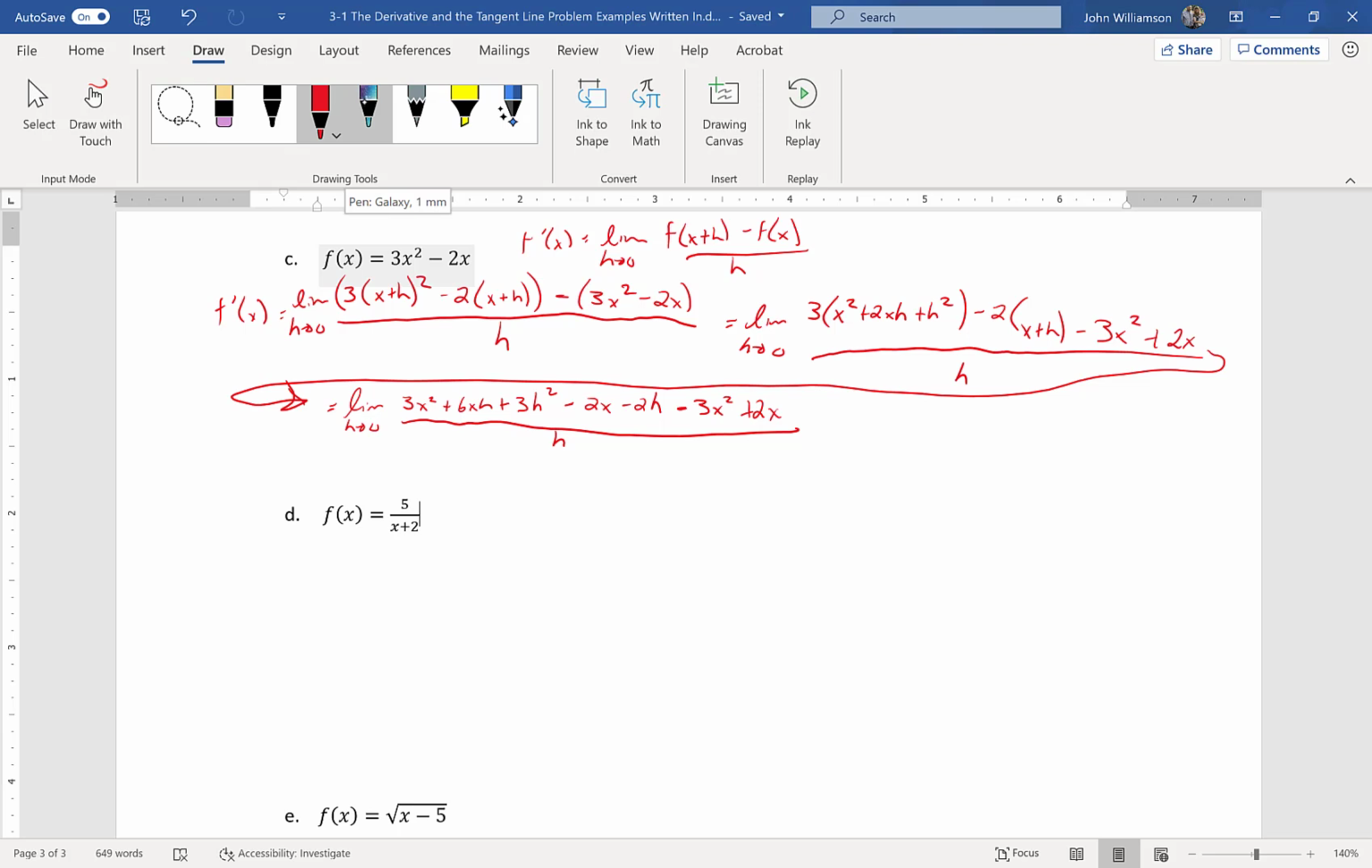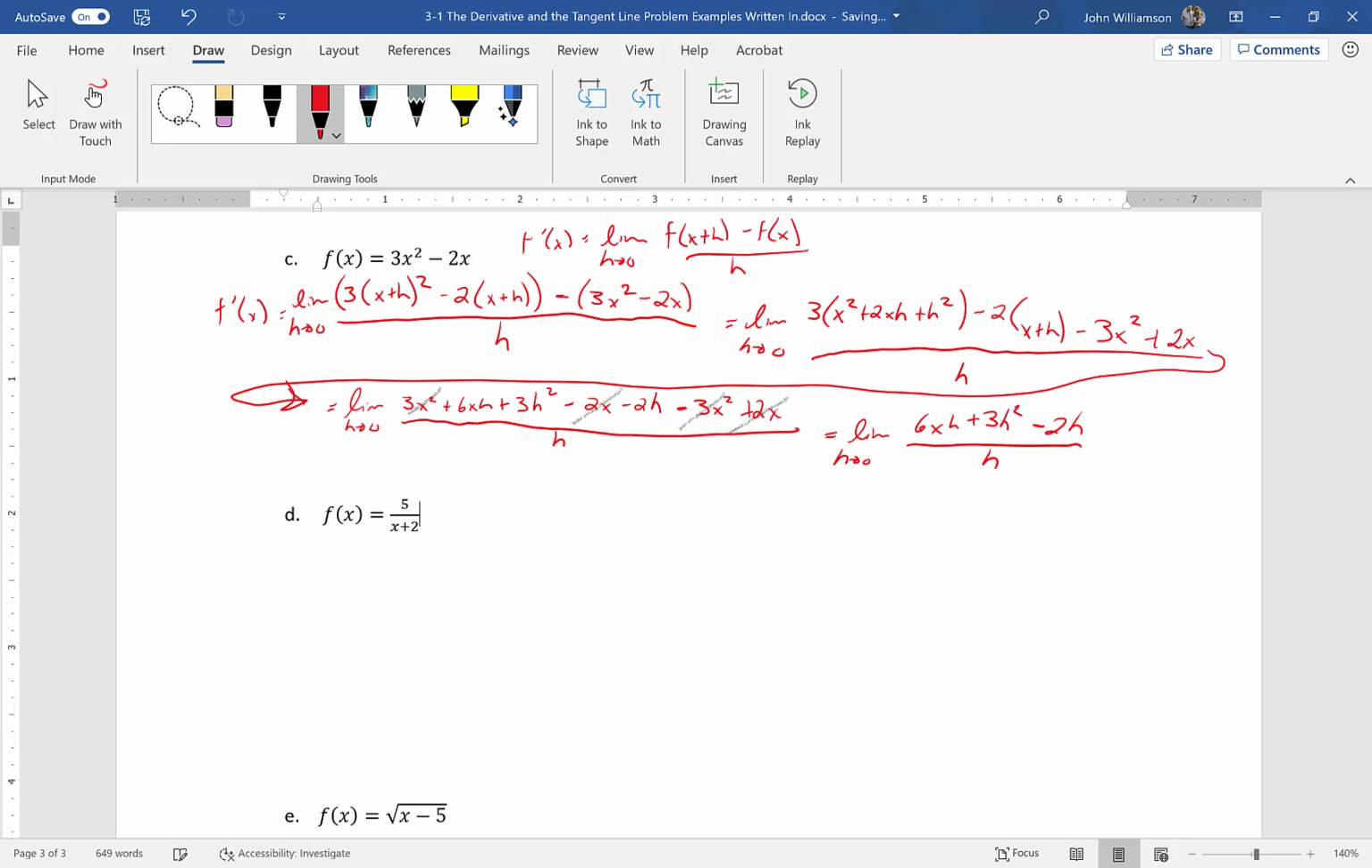And so now some stuff's going to clean up. So we have 3x squared minus 3x squared. We have a minus 2x and a plus 2x. And so then we're left with the limit as h is approaching 0 of 6xh plus 3h squared minus 2h all over h.